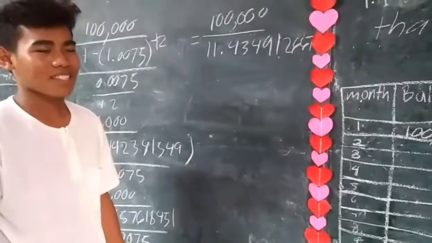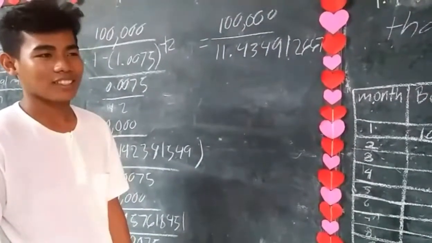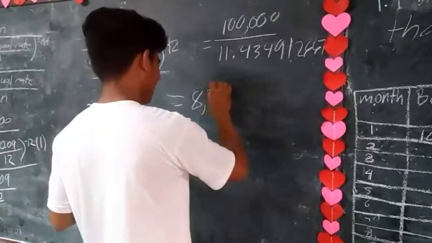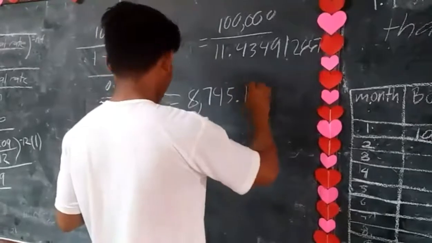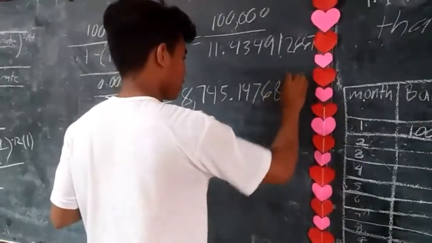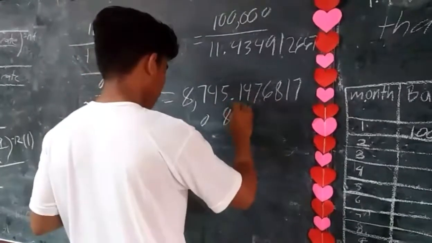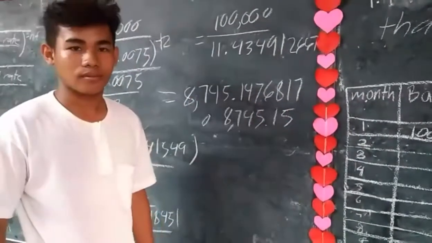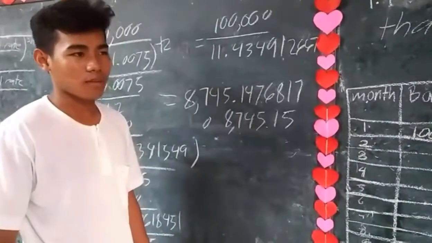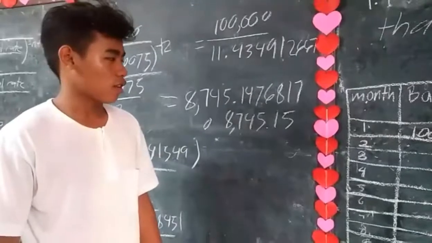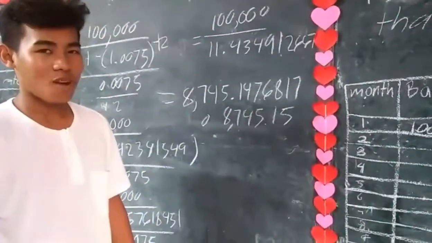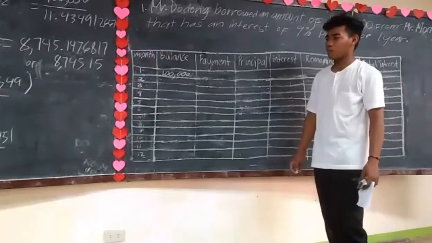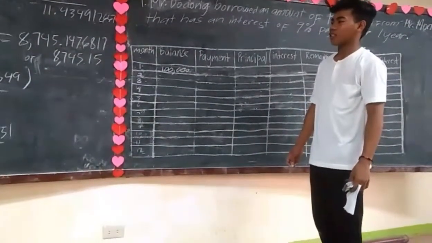After undergoing the series of process, we can determine that the payment will be 8,745.1476817 or 8,745.15. So let's put 8,745.15 on the payment.